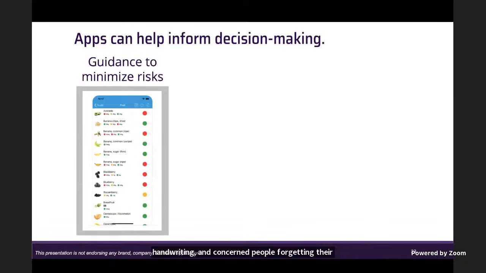Apps also can help inform decision-making. One example here is an app that provides guidance to minimize risk specifically for FODMAP. And someone had mentioned the Monash app as one example here that's providing people with simple color coding to know which are the foods that are going to help support their low FODMAP meal plan and which foods are going to be a little bit higher and should try to be limited.